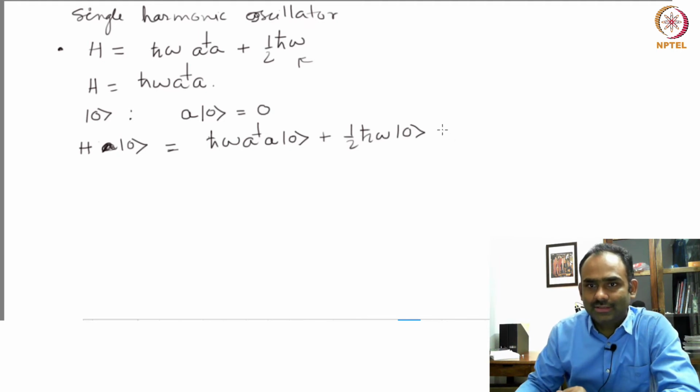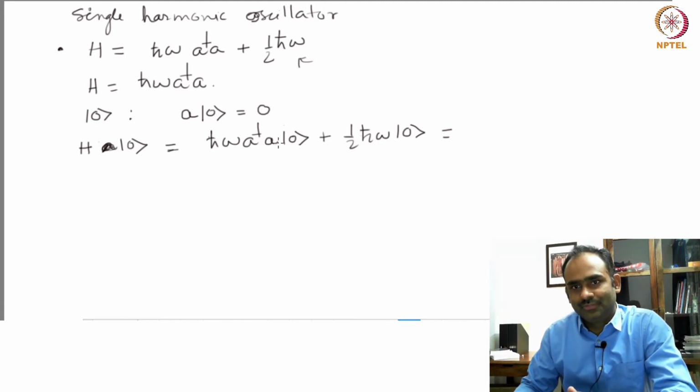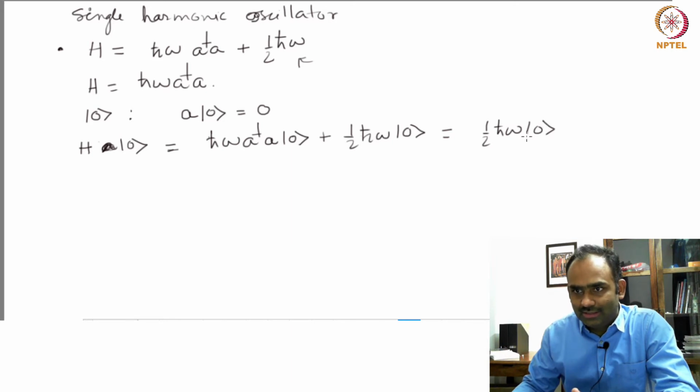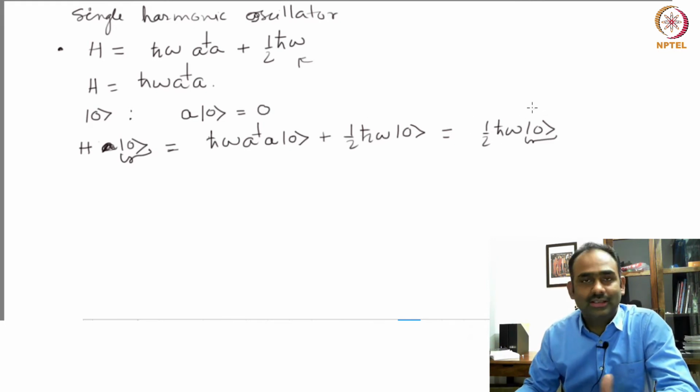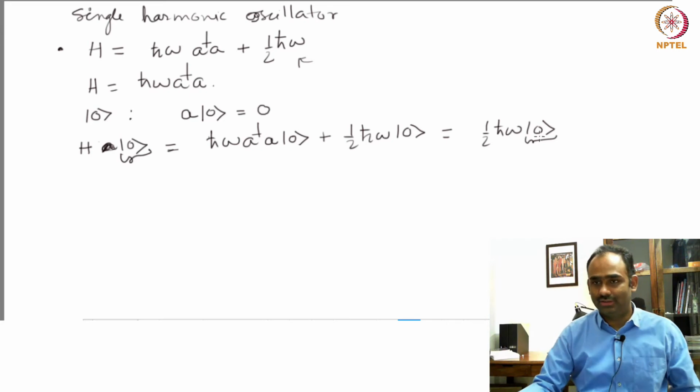So what you get here is this a acting on the ket 0 will kill this state, this ket 0. That's how it has been defined. So this piece goes away, and what you are left with is half h bar omega ket 0. So clearly this state ket 0 is an eigenstate of the Hamiltonian with energy half h bar omega. If it is an eigenstate, the eigenvalue is energy. So that's the energy of this ground state, and you already know it's a ground state.